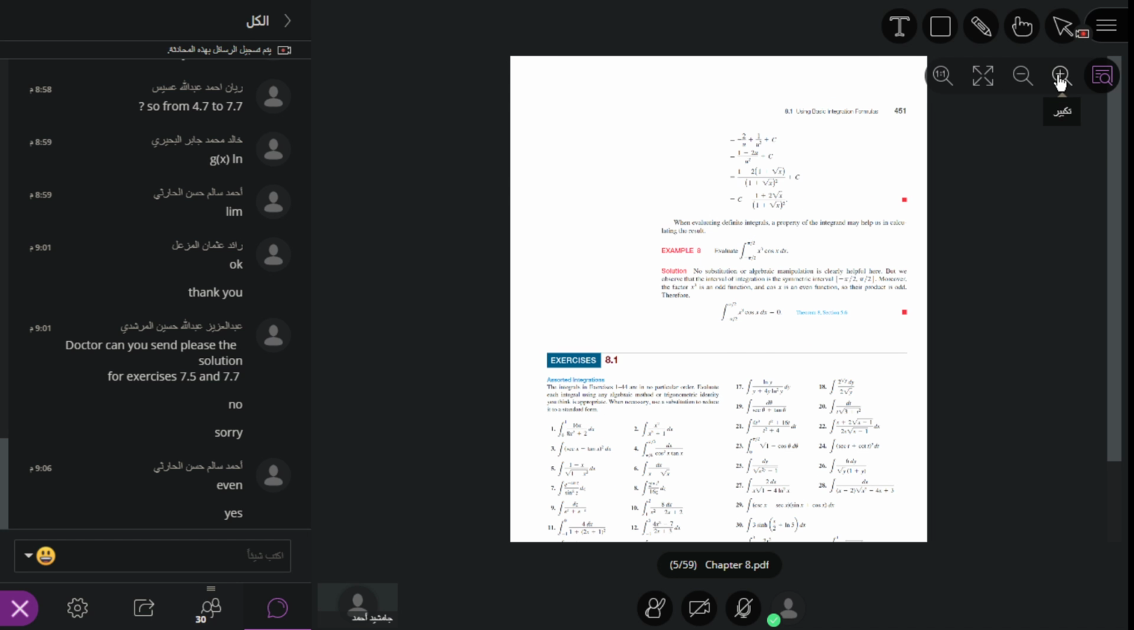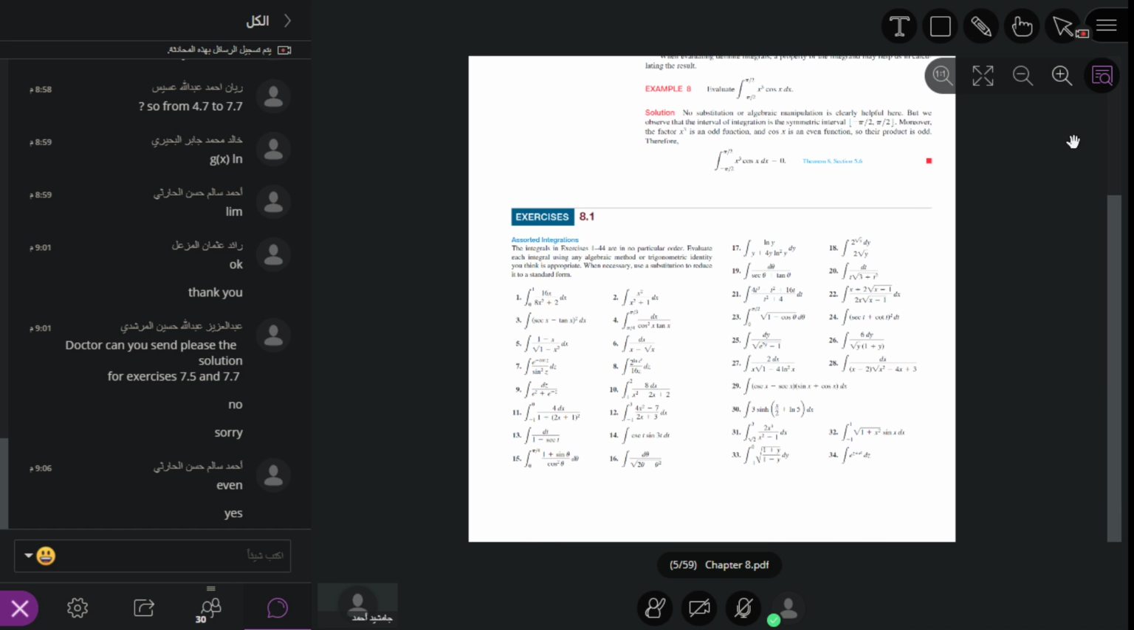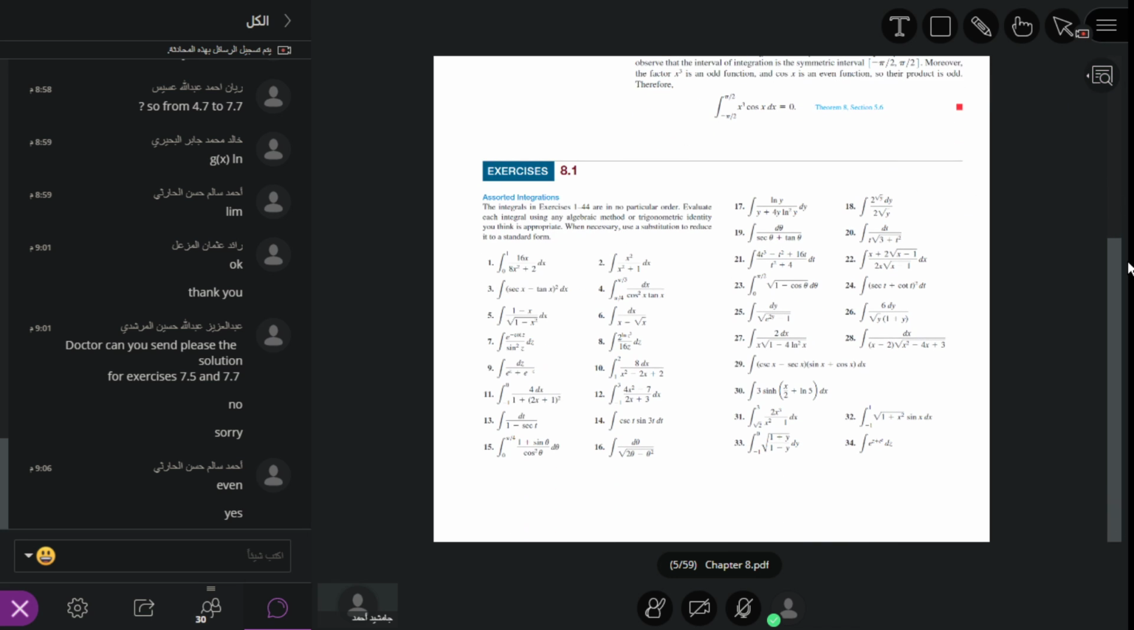In 8.1, we have to evaluate the integral. In our syllabus, we have to solve question number 1. Before question number 1, we have to read the question. The integrals in the exercise are in no particular order. It means some questions we have to solve by the substitution method, some by trigonometric identities, and in some we have to use some other algebraic method.